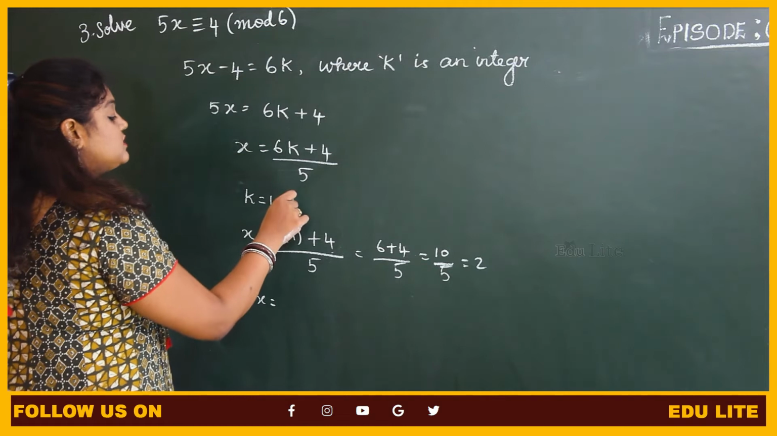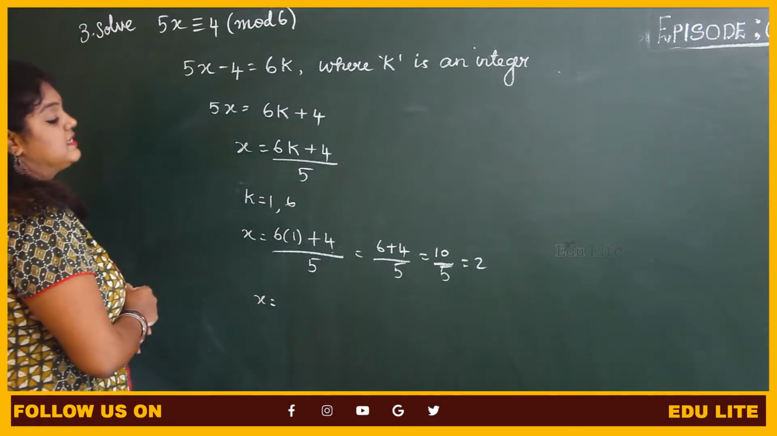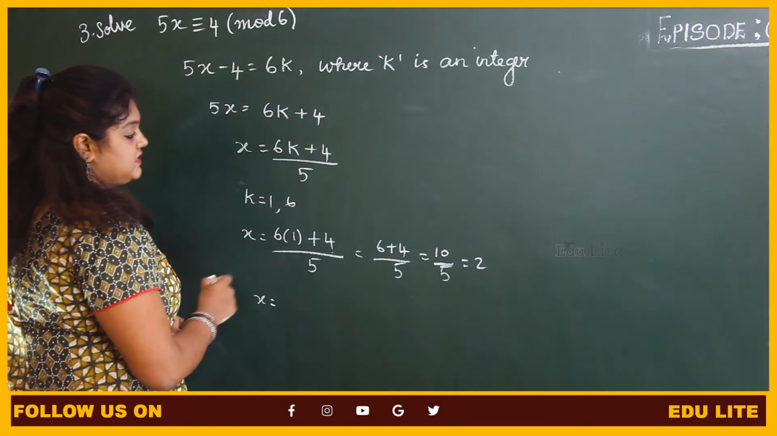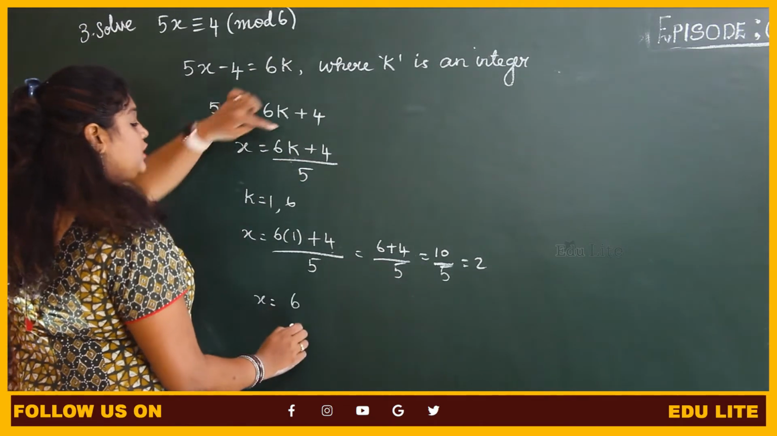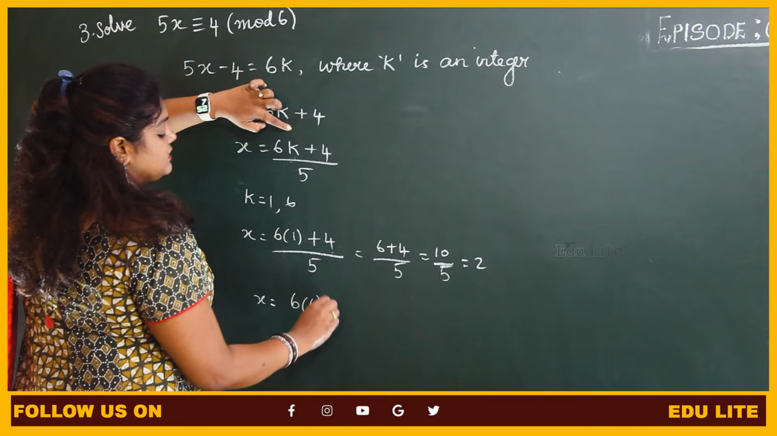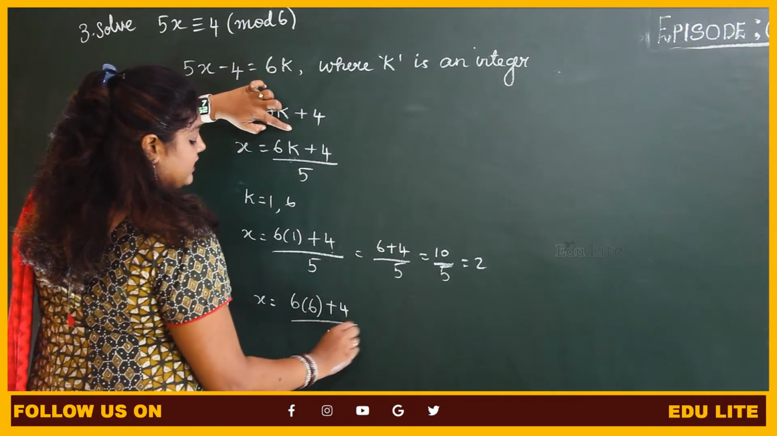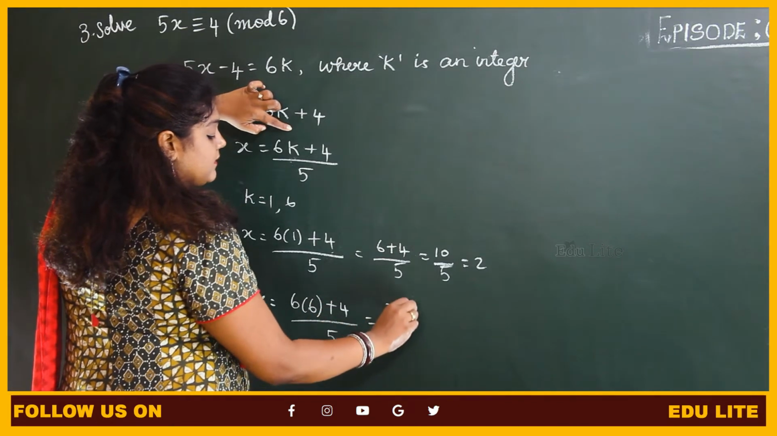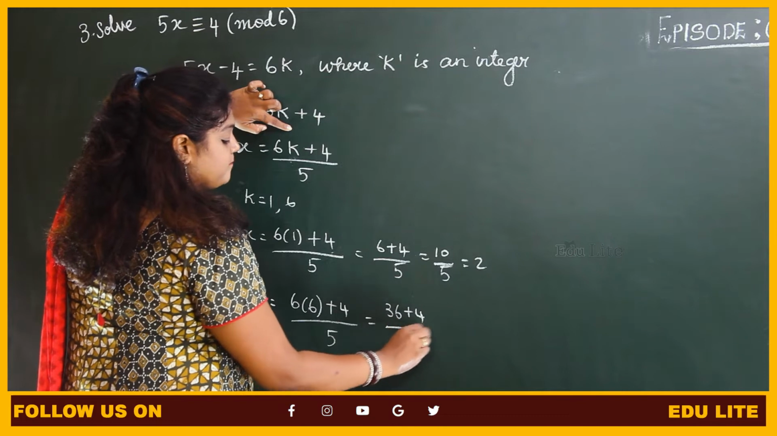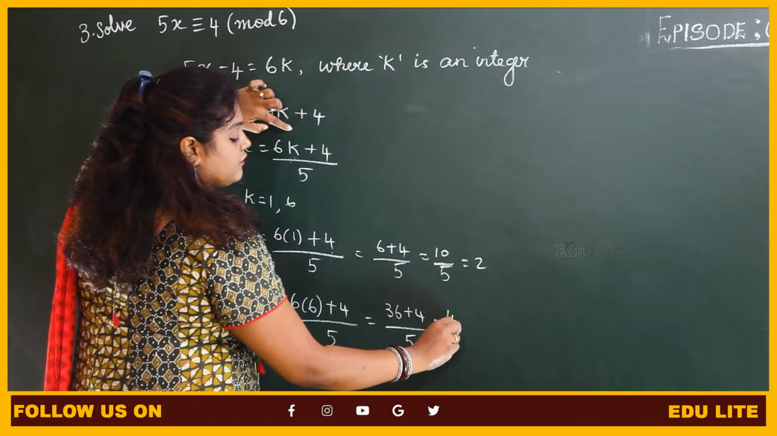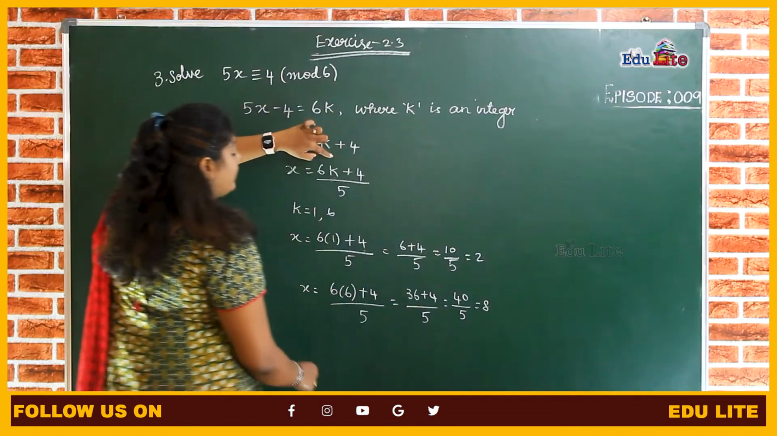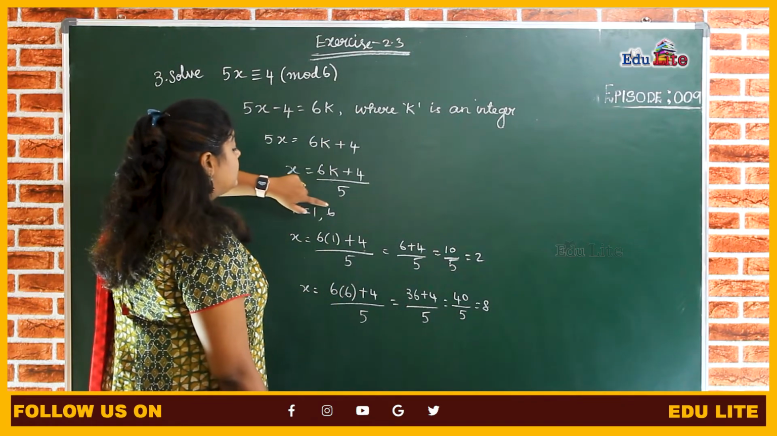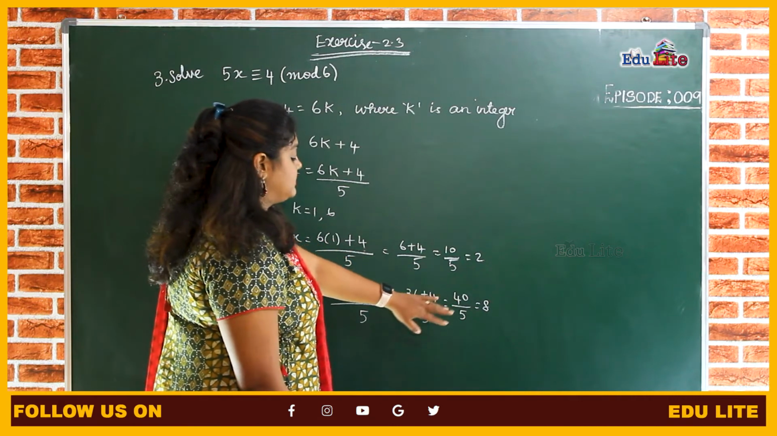So let us choose the k value as 6. If I choose the k value of 6, I have to substitute in this. Therefore, we will get (6 into 6 plus 4) divided by 5. 6 sixes are 36 plus 4, 40, divided by 5, which is 8. Yes, while choosing k value as 6, we got the value as 8.